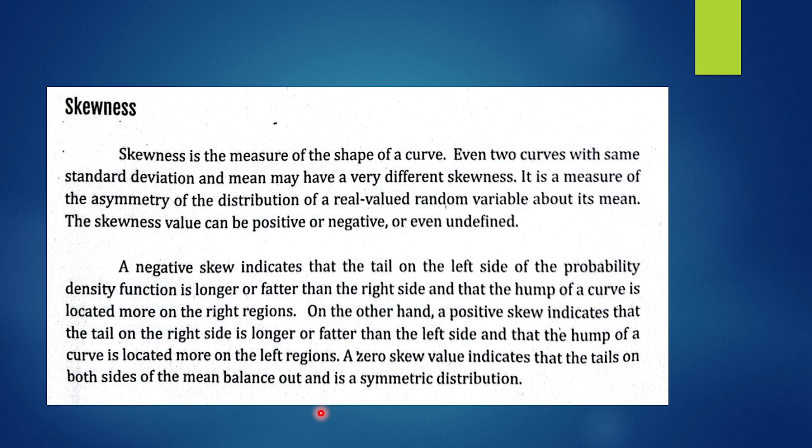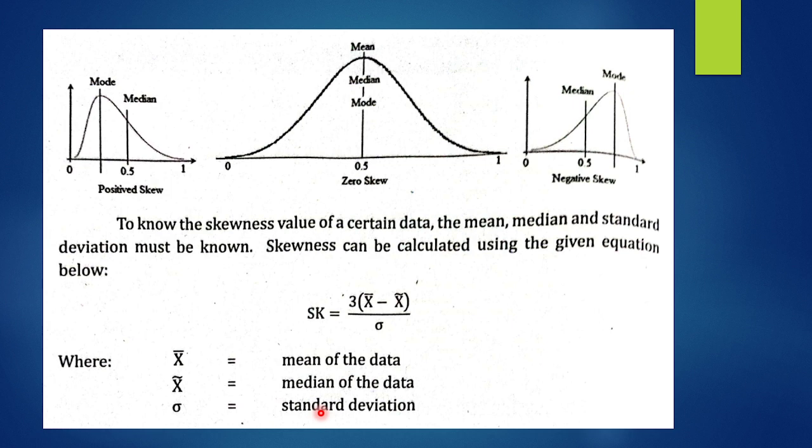While a zero skew value indicates that the tails on both sides of the mean balance out and it is a symmetric distribution. So those are the three types of skewness: the positive skew, the negative skew, and the zero skew. Okay, so in order for us to understand skewness more, let's proceed to the next one. So this is the figure of the positive skew.